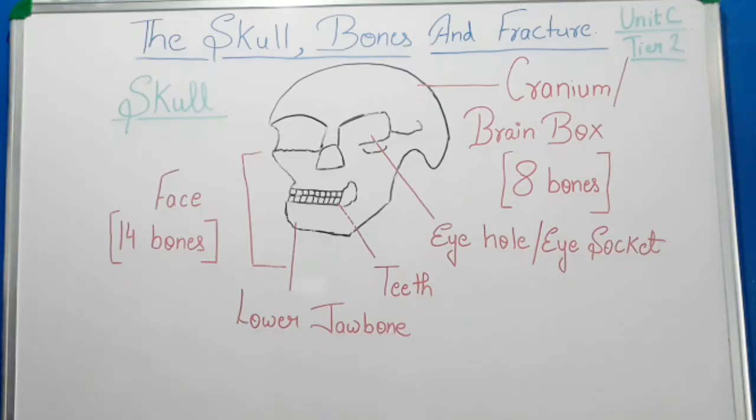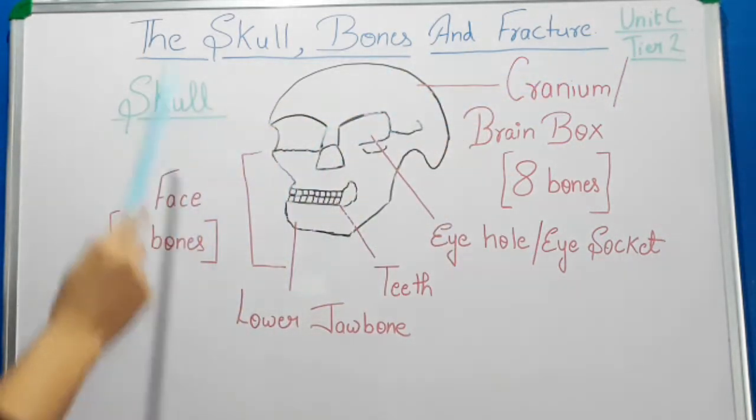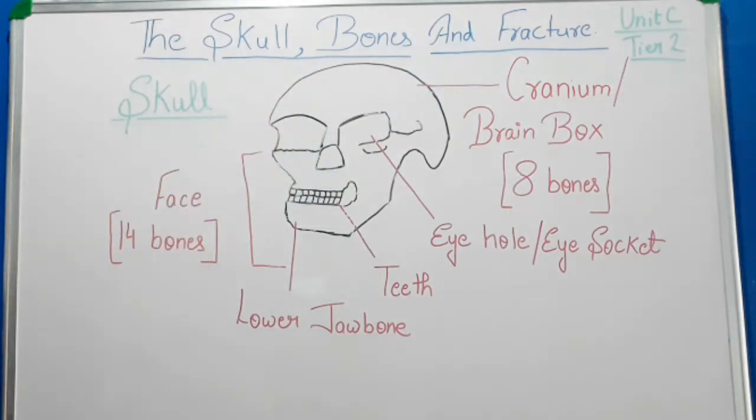Hello students, so this is our EVS class and today we are going to start our unit C of tier 2 and the chapter name is the skull, bones and fracture.